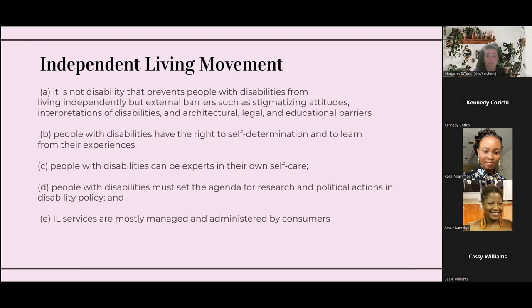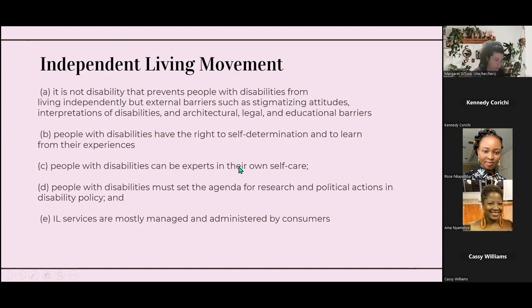Also, people with disabilities have the right to self-determination and to learn from their experiences. People with disabilities can be experts in their own self-care. People with disabilities must set the agenda for research and political actions in disability policy, and independent living services are mostly managed and administered by people with disabilities themselves.